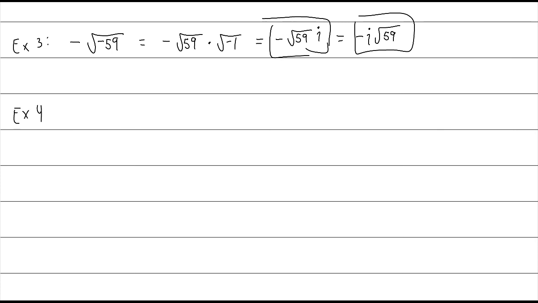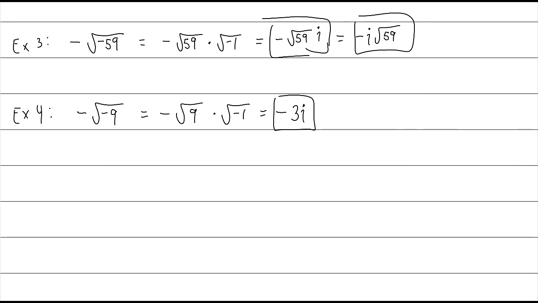Example 4, negative the square root of negative 9. Again, the two negatives cannot interact, so I will just keep them separate for now. Negative the square root of 9 times the square root of negative 1. The square root of 9 is 3. The square root of negative 1 is i. So negative 3i.